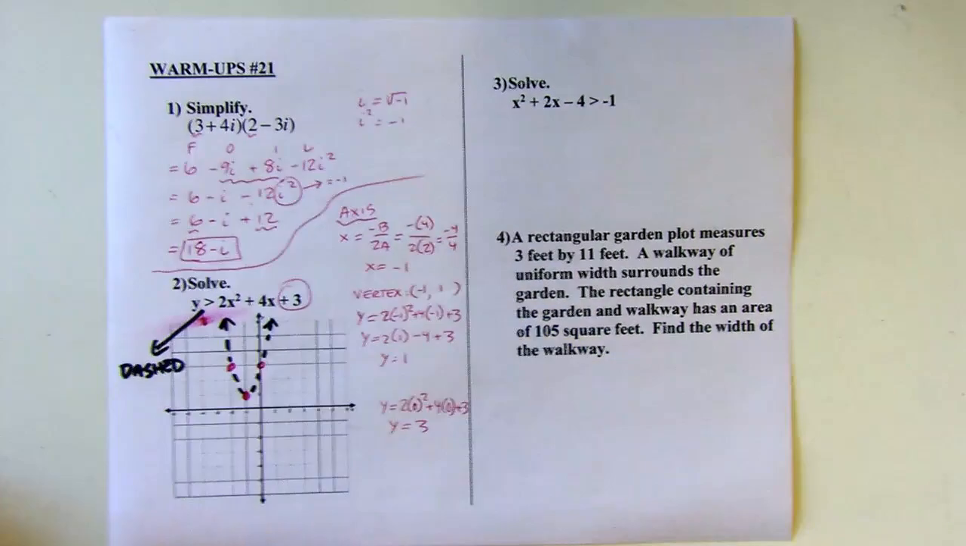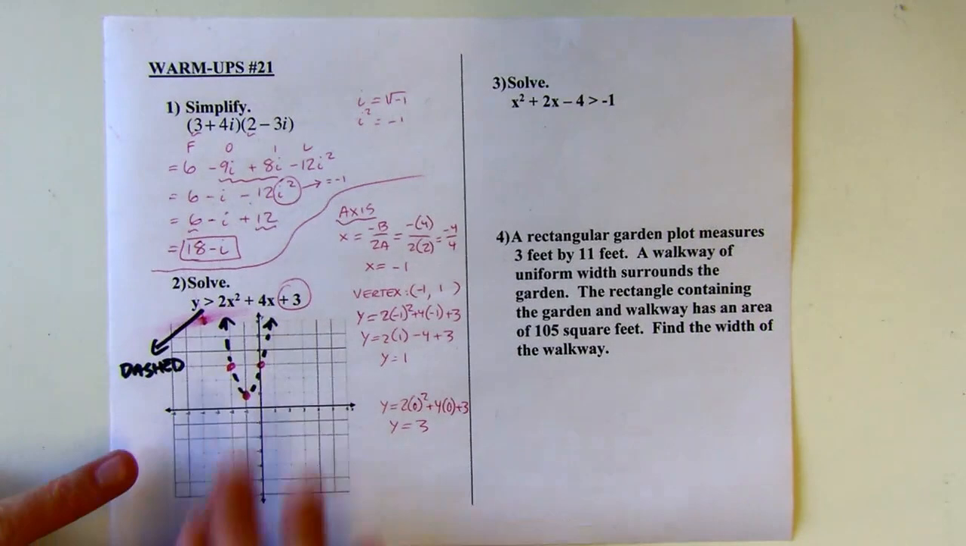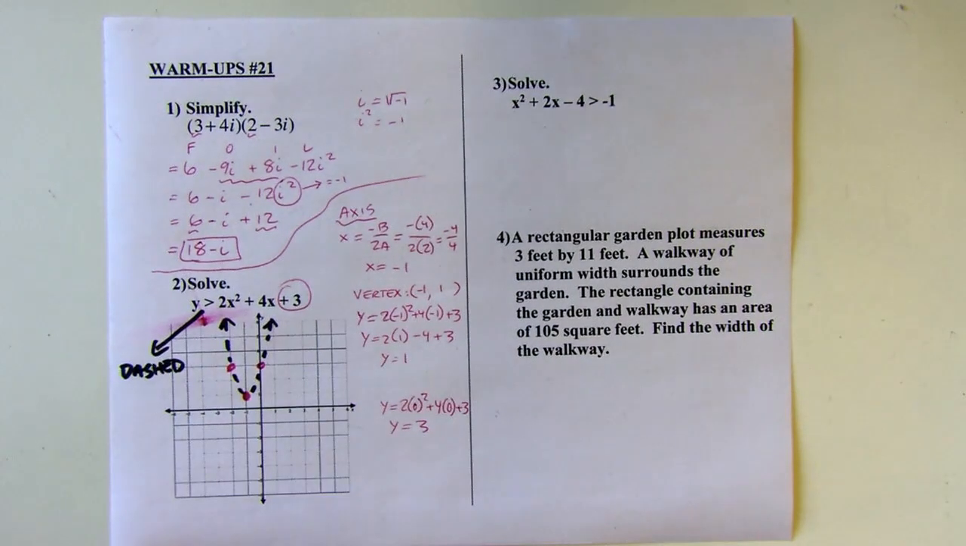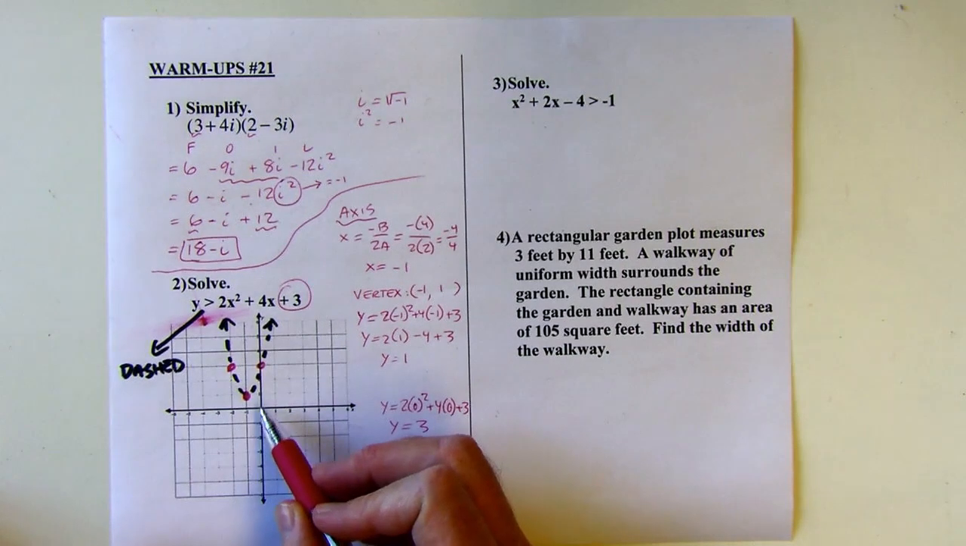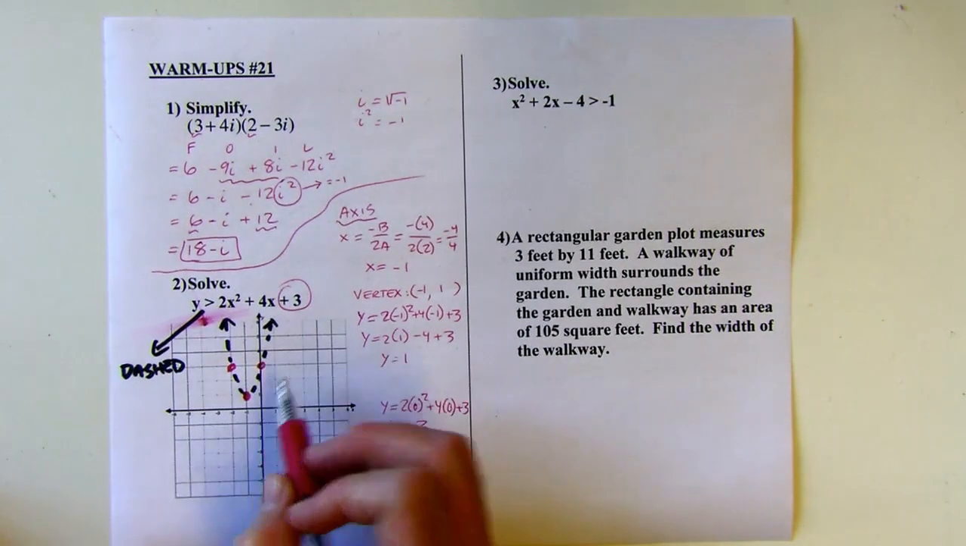Okay, and the other thing I need to do is shade. I need to shade either above the vertex or below the vertex, one side or the other of the parabola. Okay, there are a number of ways you can do this. You can do it with a test point. You can test out 0, 0, see if it comes true or false. If it's true in the inequality, then I would shade the true side.